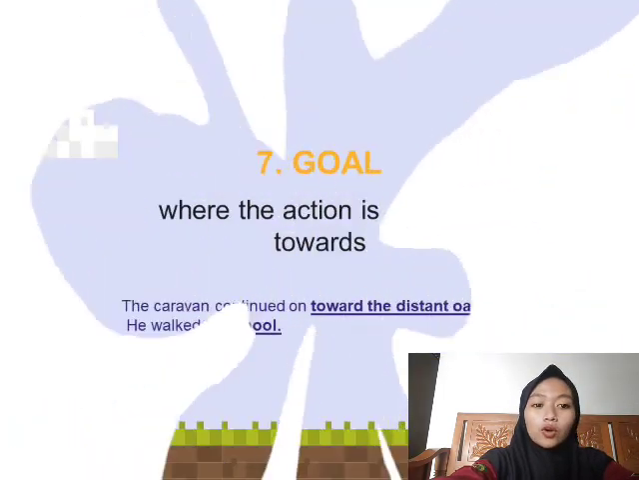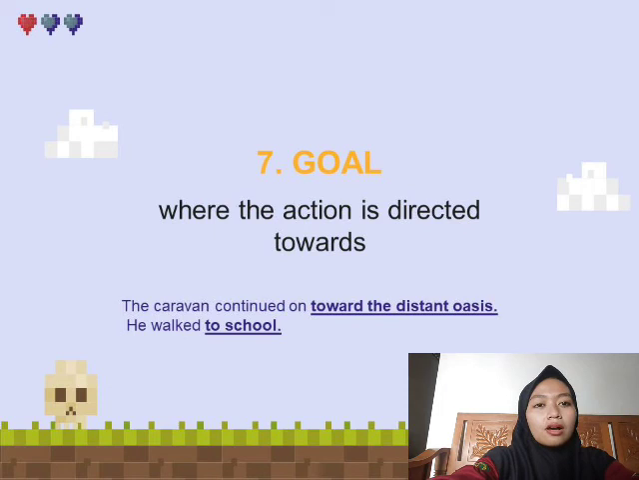The next is goal. Goal means where the action is directed toward. For the example, in the sentence, "The caravan continued on toward the distant oasis." In the sentence, the goal is toward the distant oasis. And the other example is "He walked to school." In the sentence, the goal is to school.